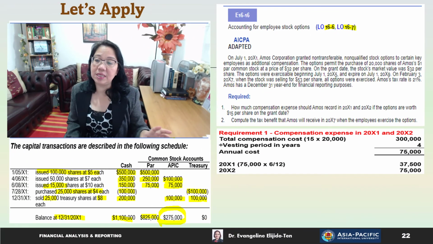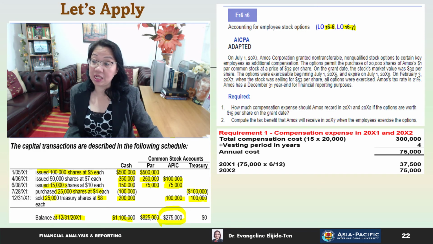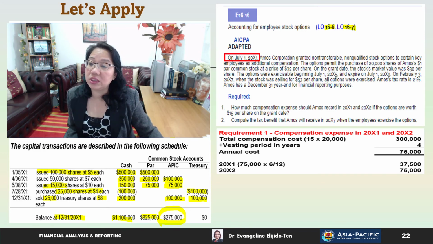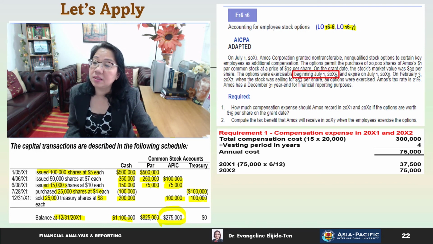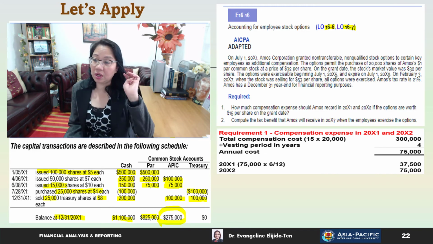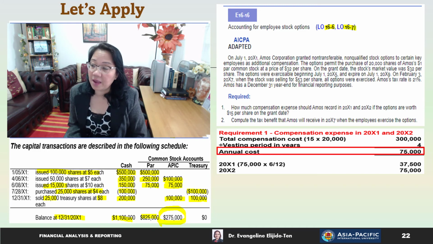The total compensation cost is $15 multiplied by 20,000 share options. So that will give us 300,000, and then we'll divide this by the vesting period in years. So the grant date was 1st of July 20X1 and it's exercisable beginning 1st July 20X5. So there are 4 years vesting period. So we'll divide it by 4 and we'll get the annual cost of 75,000.